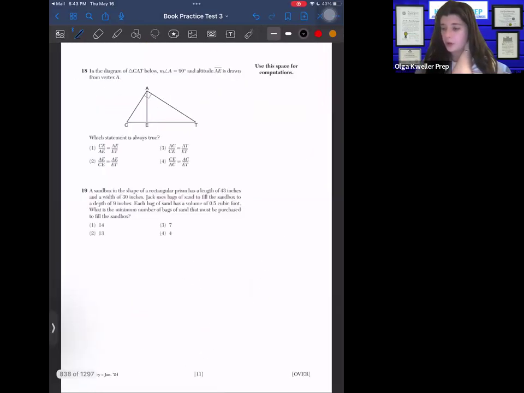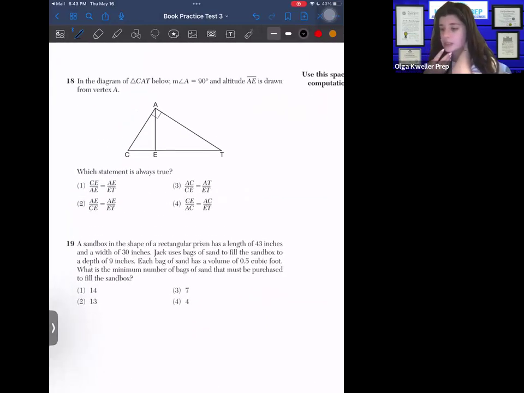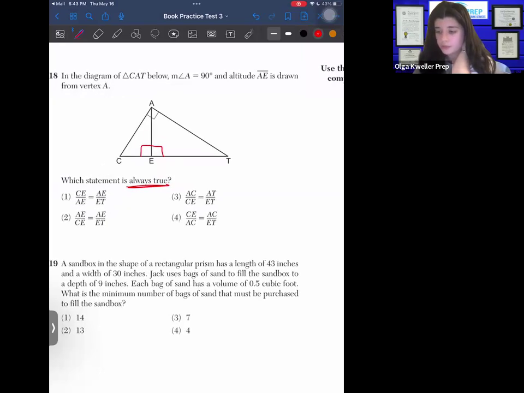Okay, let's keep going. We've got a triangle here, triangle CAT. The measure of angle A is 90. They gave us that visually. They drew in the altitude. Whenever you see an altitude, I would draw in these right angles visually as well. And then they say which statement is always true.